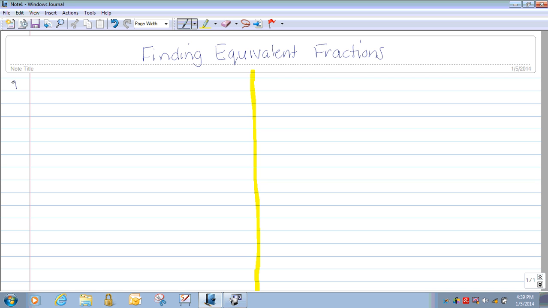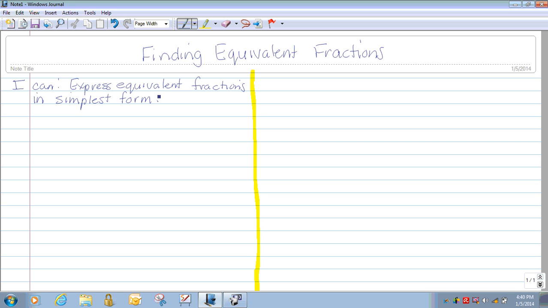So our I can statement will be: I can express equivalent fractions in simplest form.